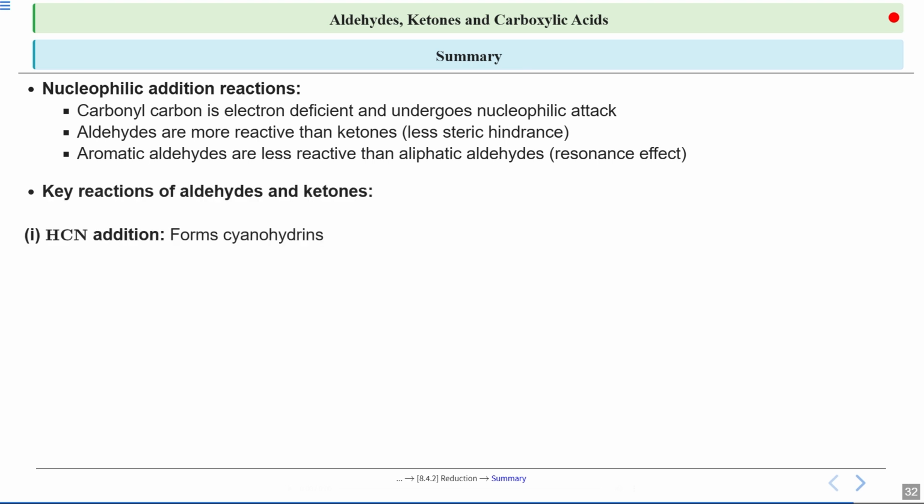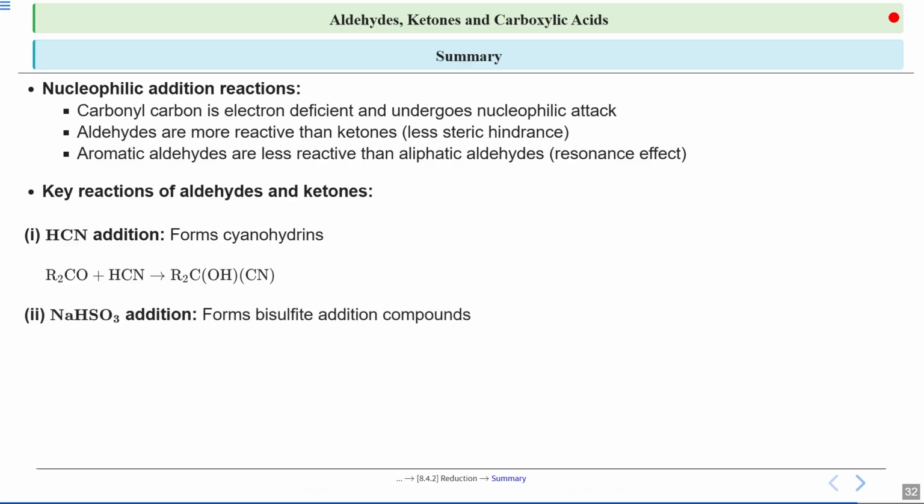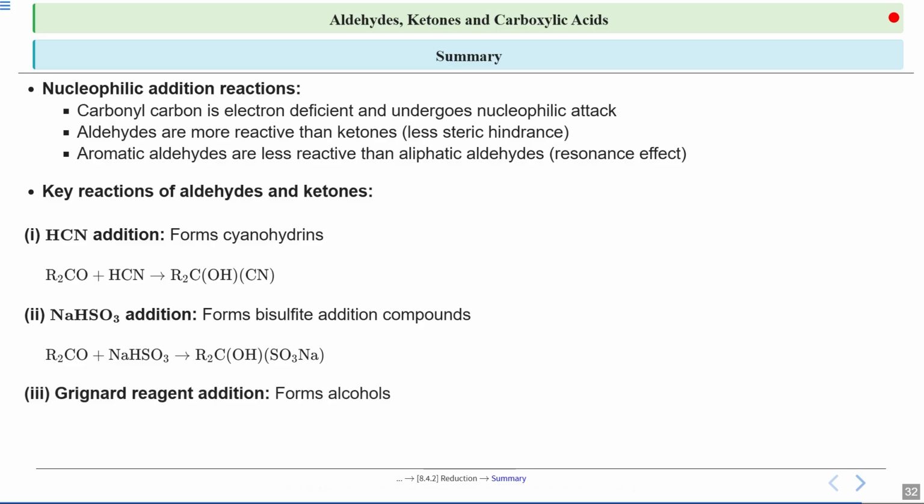Now, HCN addition forms cyanohydrins. Like, there is a carbonyl group, and when you treat it with HCN, you get a cyanohydrin. Similarly, NaHSO3 addition forms bisulfite addition compounds. If you look at this reaction, you will see there is a bisulfite addition compound.